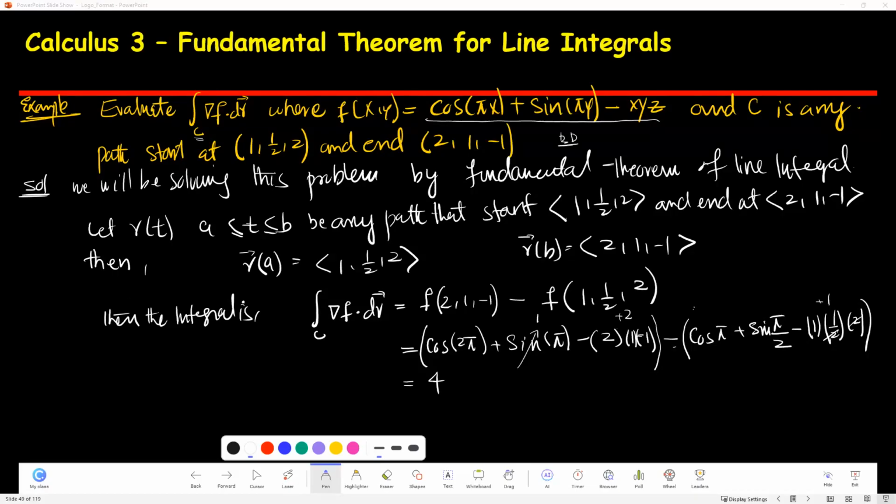If you try to solve this problem with the traditional method of line integral, it's going to take a very long time and require a lot of effort as well. Let's look at other problems as we practice.